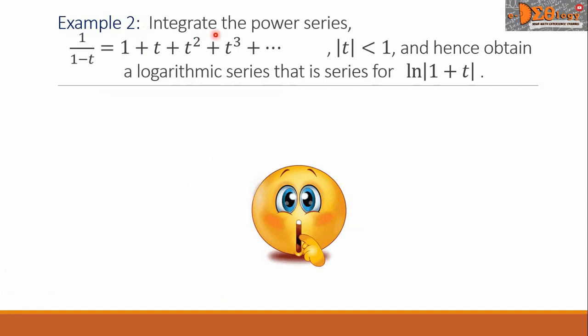Example 2. Integrate the power series 1 over 1 minus t equals 1 plus t plus t squared plus t cubed plus and so on, such that the absolute value of t is less than 1. Remember, this is also a geometric series, and hence obtain a logarithmic series, that is, a series for the natural log of the absolute value of 1 plus t.